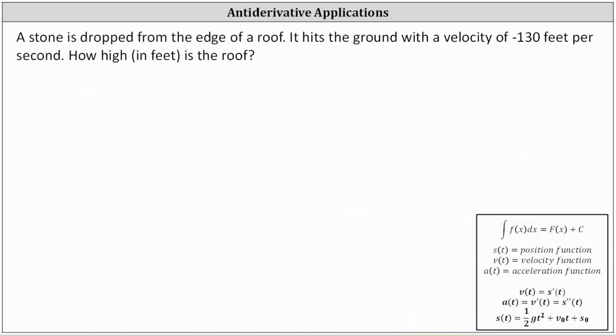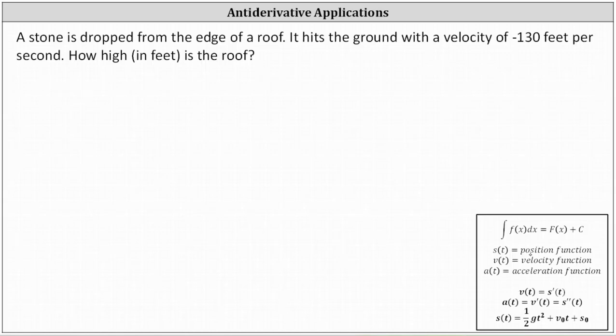A stone is dropped from the edge of a roof. It hits the ground with a velocity of negative 130 feet per second. How high in feet is the roof? For this problem, we'll use a of t as the acceleration function, v of t as the velocity function, and s of t as the position function.